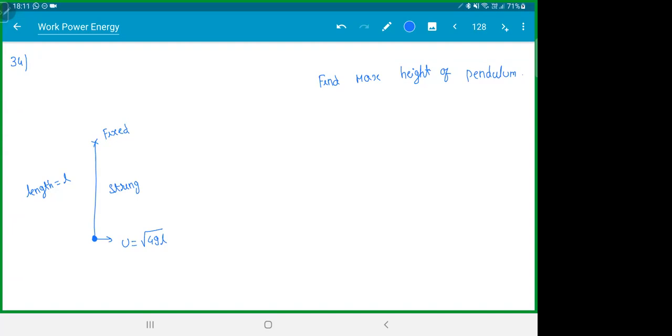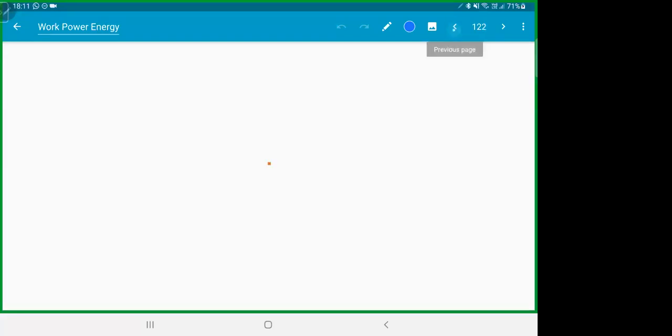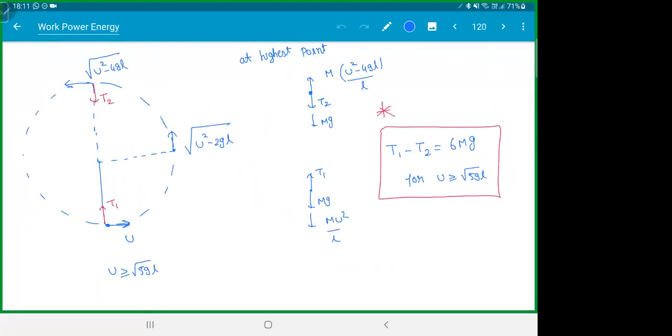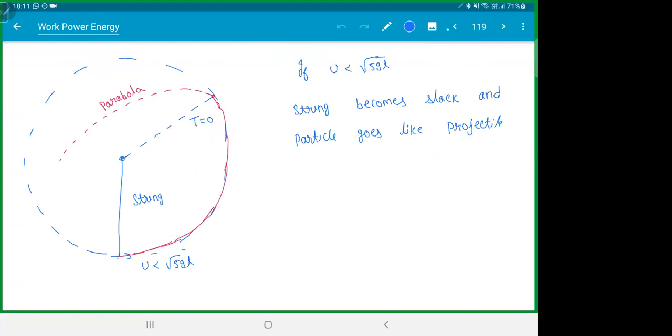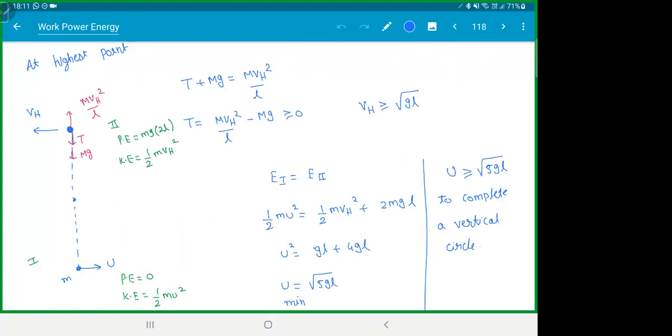You also got 4L. The string will break. How are you guys getting more than 2L? The string's length is L. If it goes in a circle, the maximum will be 2L. How are you getting more than 2L? What kind of concepts are you using? It's not 2L either. If it were 2L, then why did we get root 5gl as a result? I would have said then it should be root 4gl.